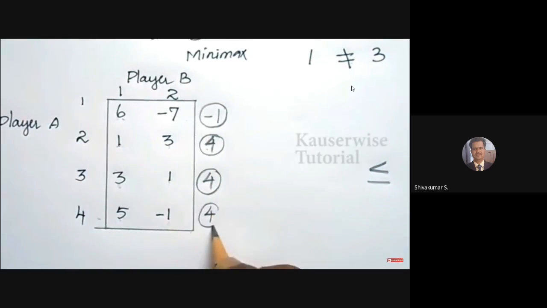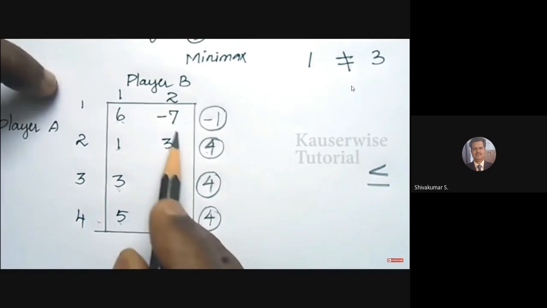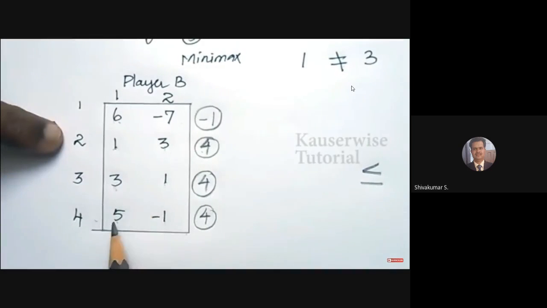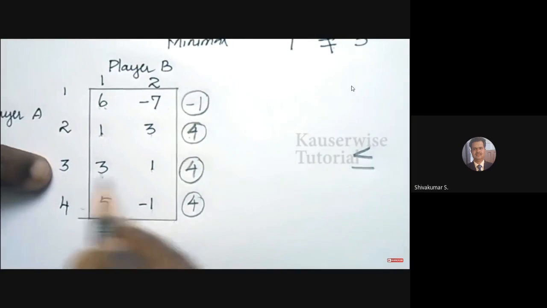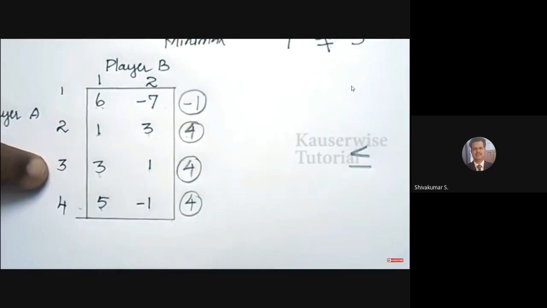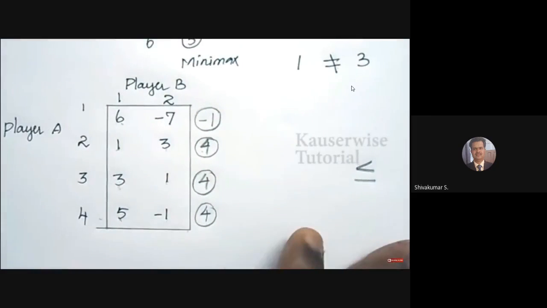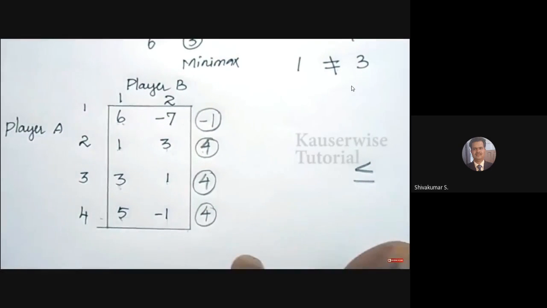See the last option, 5. 5 is lesser than 6, but greater than -7, so no dominance. Next one, 5 is greater than 1, no dominance. And again, look at the last option, 5 is greater than 3, so no dominance. So according to this problem, the dominance property is not applicable. Now we can solve the original problem by using graphical method directly.